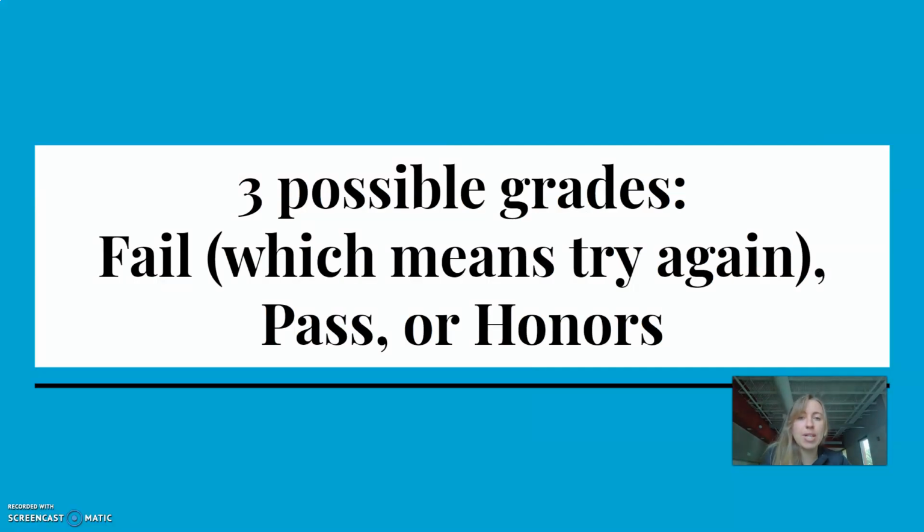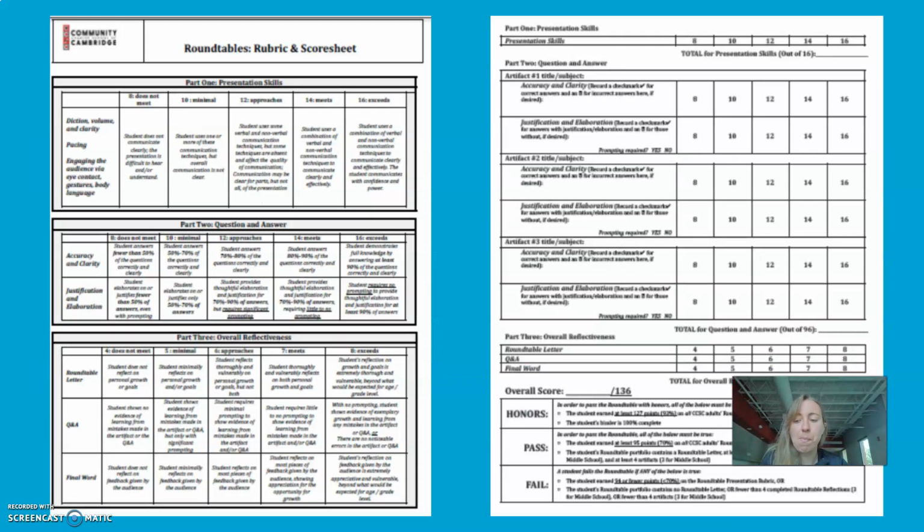So there are 3 possible grades for the roundtables. You don't necessarily end up with a number grade. You get a fail, which means try again. Or you get a pass, or if you do really, really well, you get honors. Not very many people get honors. It's pretty hard to get that. But if you get high marks on each of the parts of the rubric, you get honors.